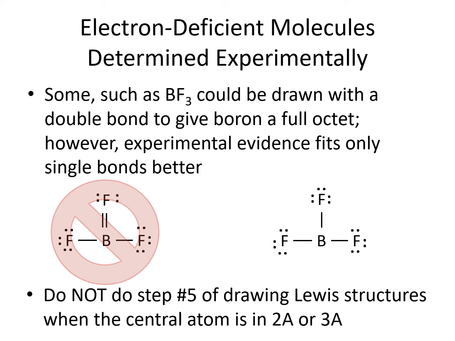As you approach Lewis structure problems in the class, the only time you will not follow all 5 steps is when the molecule has a central atom from group 2A or 3A. When that is the case, stop before step number 5 and do not make any double or triple bonds.